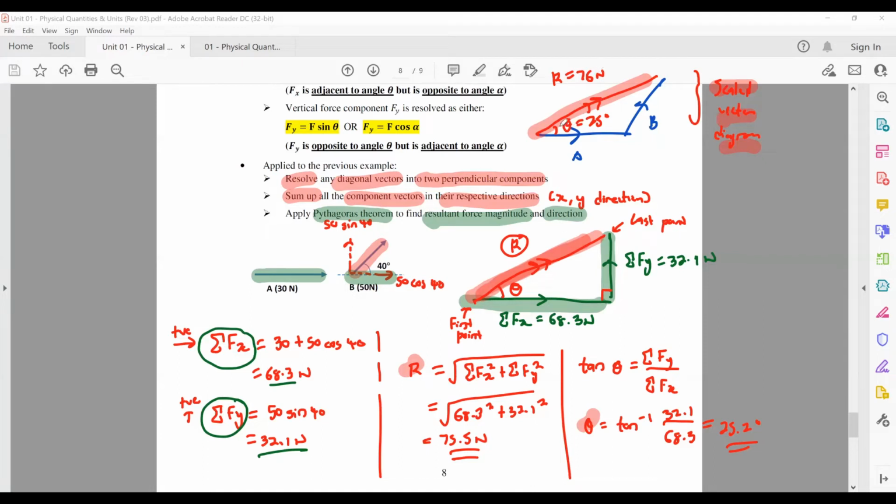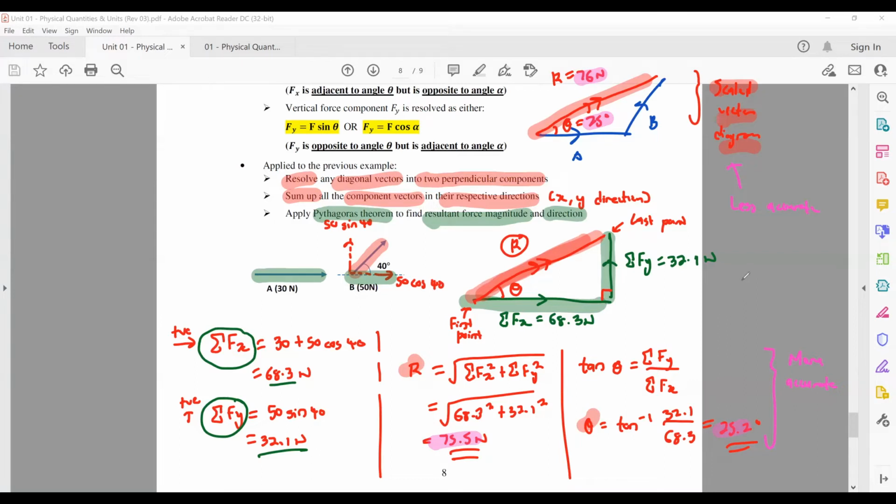All right, but there's some slight variation in your answer here. You'll notice that this is 76 Newton, but you are getting 75.5 Newton. Whereas this one was 25 degrees, but you're getting 25.2 degrees. Now, in general, we would normally tell you that this one is actually more accurate in terms of the answer, where scale vector diagram is less accurate because it is subject to the accuracy in which you draw your lines.